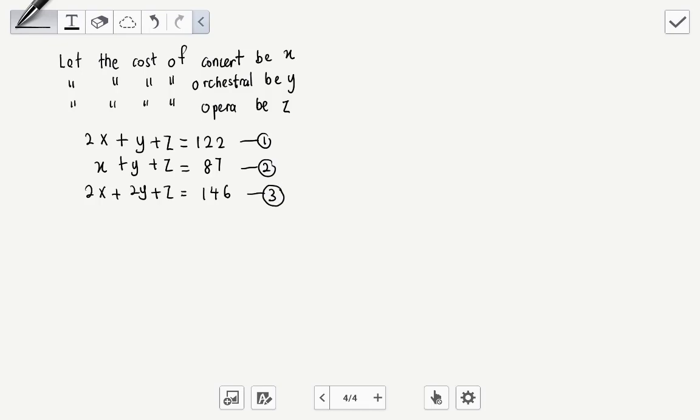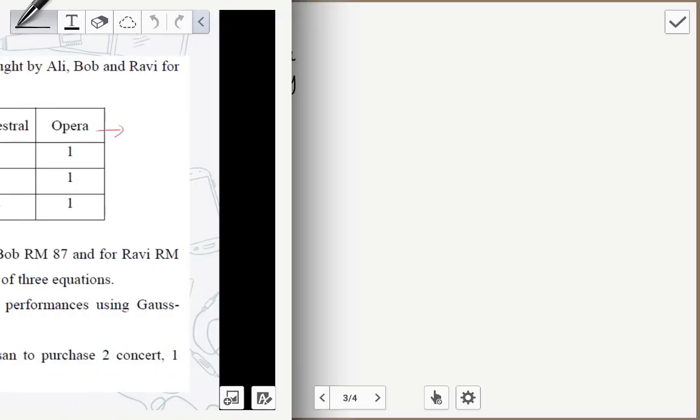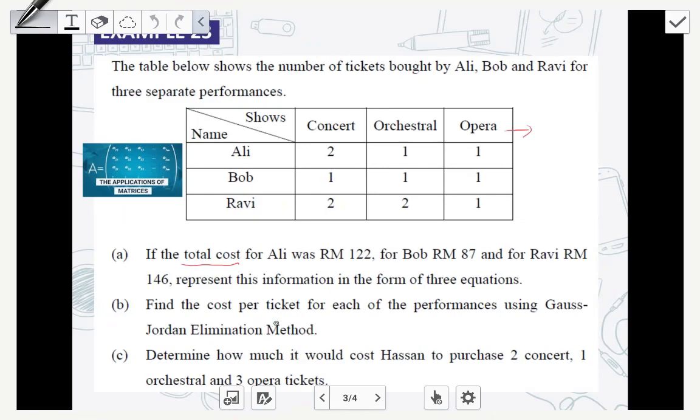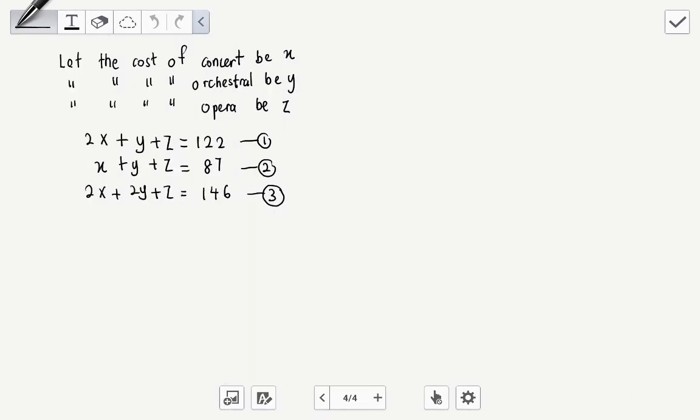Now let's read the second part. Find the cost per ticket for each of the performances using the Gauss Jordan elimination method. That means they want you to write down the cost of concert, orchestral and opera. That means you are supposed to find X, Y and Z using the Gauss Jordan elimination method.